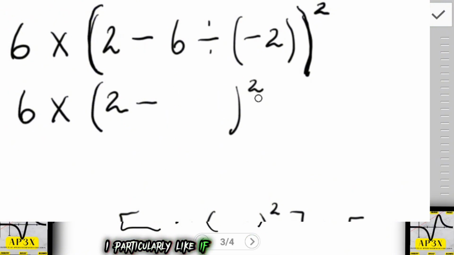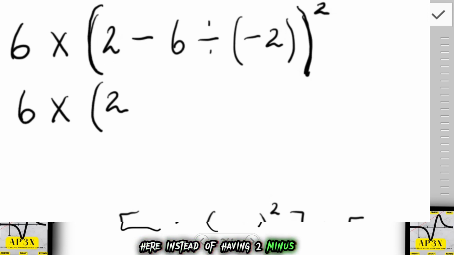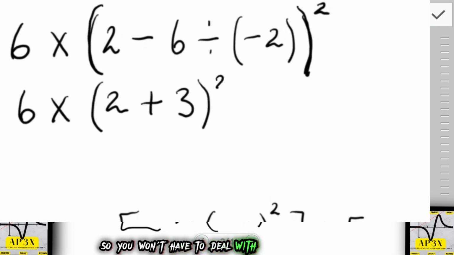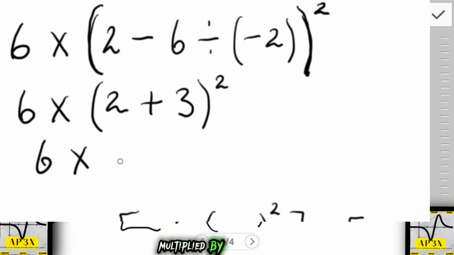I particularly like if you look at the number for what it is. So here, instead of having 2 minus and the result of 6 divided by minus 2, I can simply say negative 6 divided by negative 2, and a negative divided by a negative is a positive. This also saves time. 6 divided by 2 is easily 3. So you won't have to deal with that sign clash. Next, we say 6 multiplied by 5 squared, because 2 plus 3 is 5, and we're going to be squaring that particular value inside that bracket.